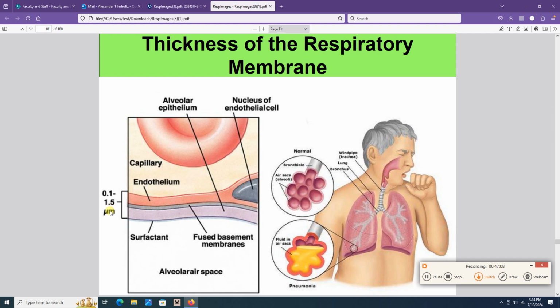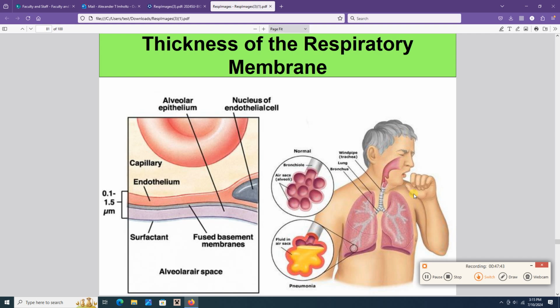That's 1/10 millionth of a meter. Imagine taking a meter stick, like you might have in a science lab, and chopping it up into 10 million pieces. Do that for me. That's how skinny this respiratory membrane can be. Now, if this gets too thick because of buildup of fluid, like if somebody's got pneumonia, well, that means you're going to have a thicker exchange surface, and exchange is going to be challenged.